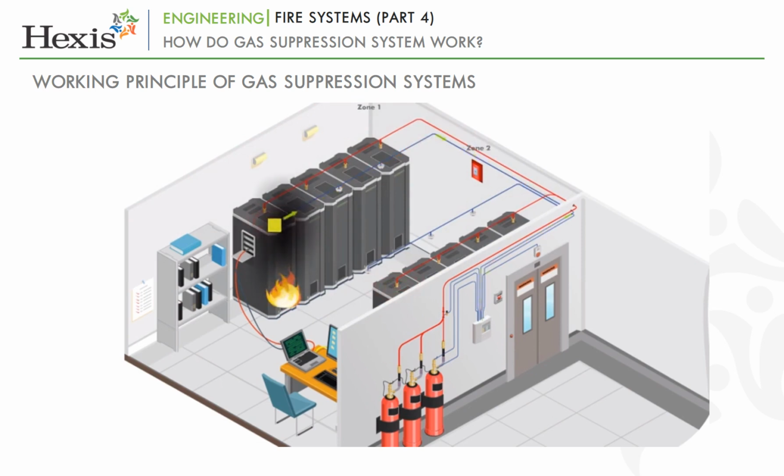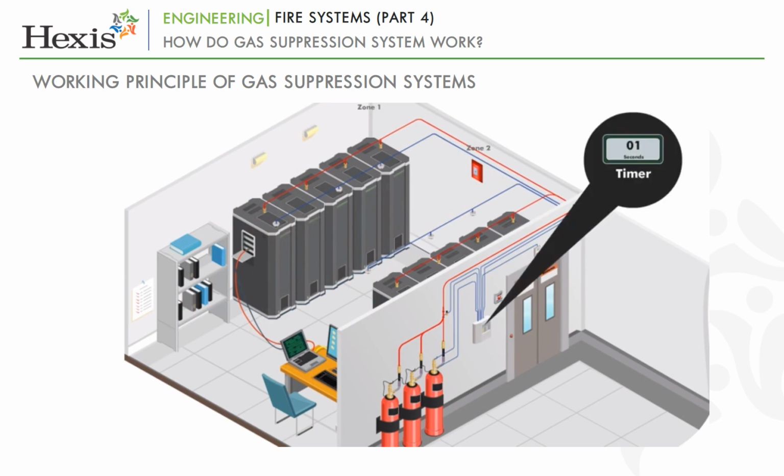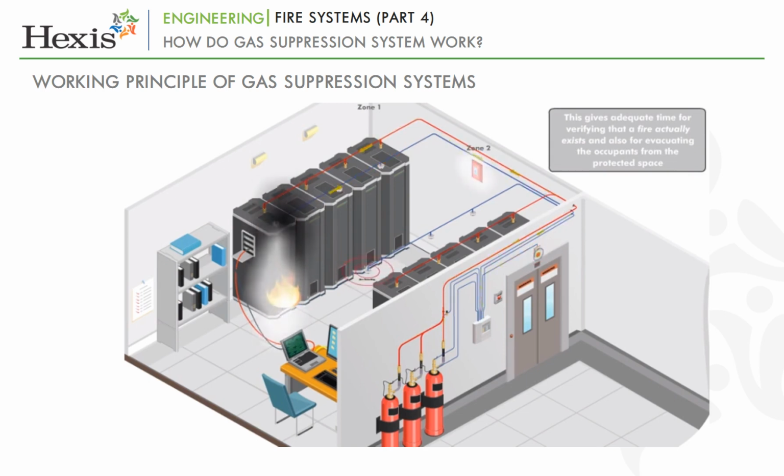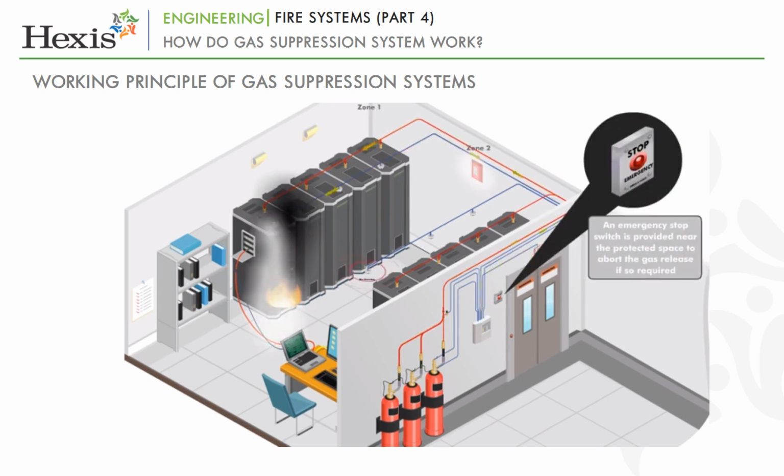Typically, when the first detector is activated, an alarm is sounded, and it is only when another detector in a different zone is activated that the gas release is initiated. Usually, a time delay is also built into the system so that the gas is released 60 to 180 seconds after the second detector activation. This gives adequate time for verifying that a fire actually exists and also for evacuating the occupants from the protected space. An emergency stop switch is provided near the protected space to abort the gas release if so required.